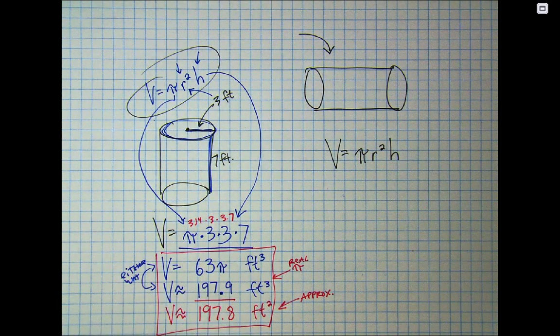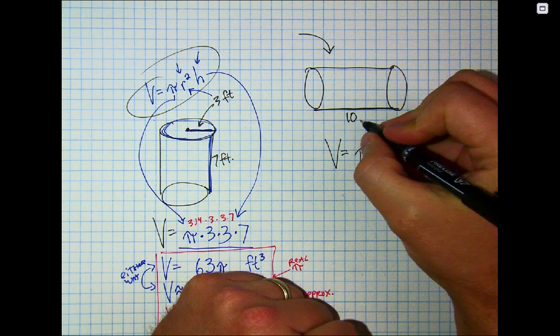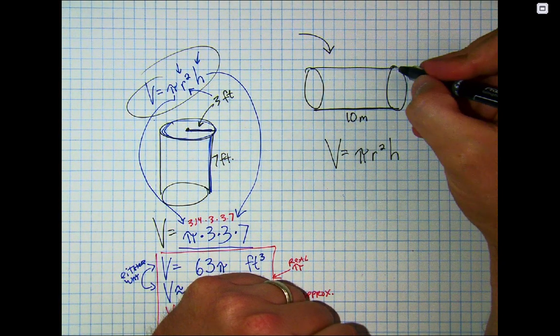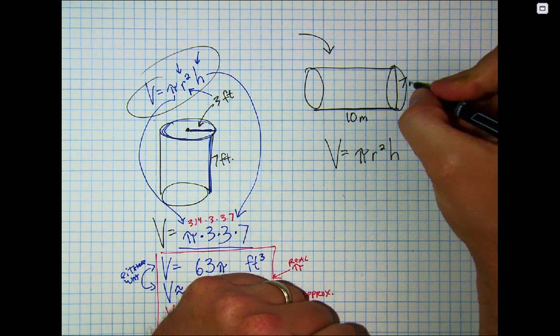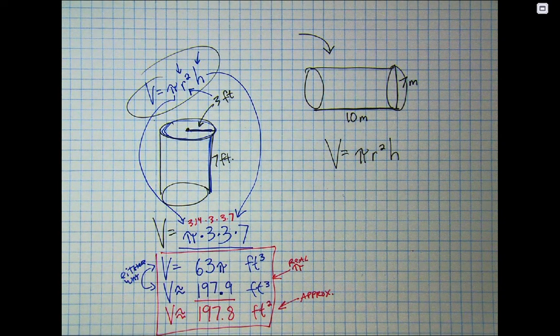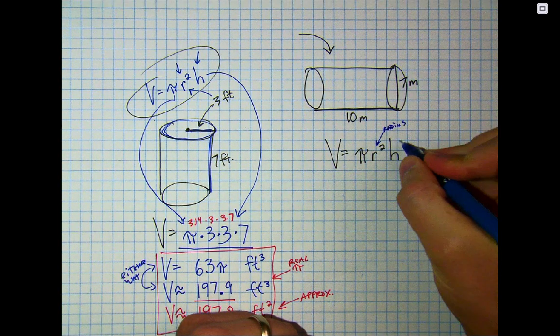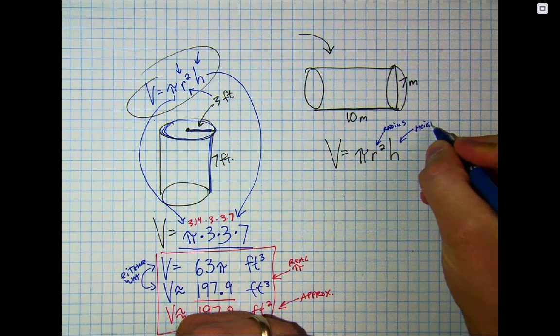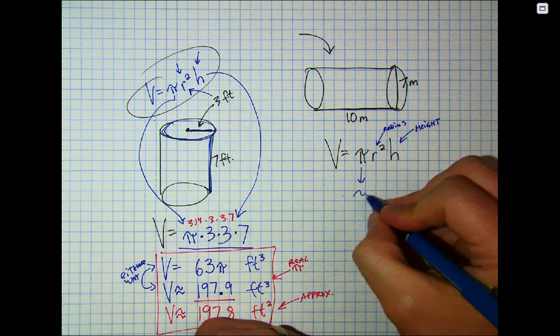So what do I need to know about this cylinder? Well, let me give you some dimensions here. I'm going to say this is 10 meters. And I'm going to say this is 7 meters. Okay. So all I have to do is figure out what's the radius and what's the height. Only two variables in this equation because we already know what pi is, right? So when I start to do my math, I already know what that is.